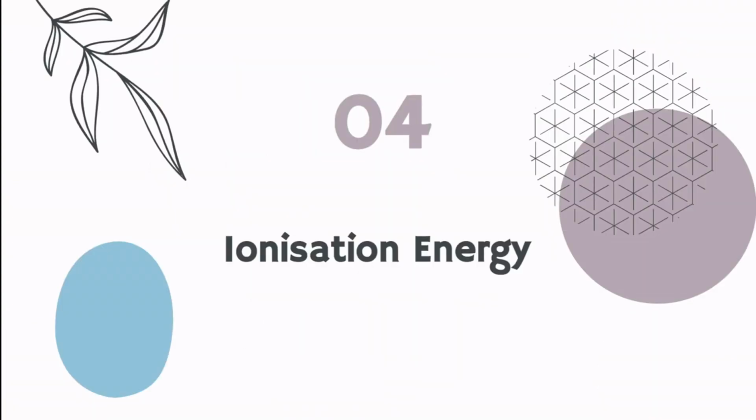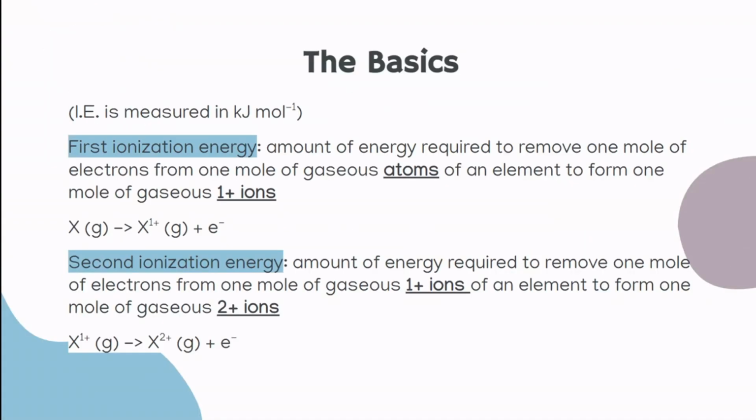Alrighty, time for our last section, ionization energy. So, ionization energy is measured in kilojoules per mole. And the first ionization energy, I'd recommend memorizing this definition because I've seen it come up on past exams before. It is the amount of energy required to remove 1 mole of electrons from 1 mole of gaseous atoms of an element to form 1 mole of gaseous 1+ ions.